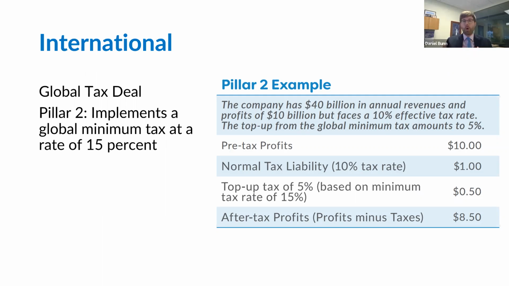So again, the normal tax liability for this company at a 10% rate would be 1 billion. The top-up tax would be 0.5 billion, and then you would have full after-tax profits of 8.5 billion, so 10 minus 1.5 combined.